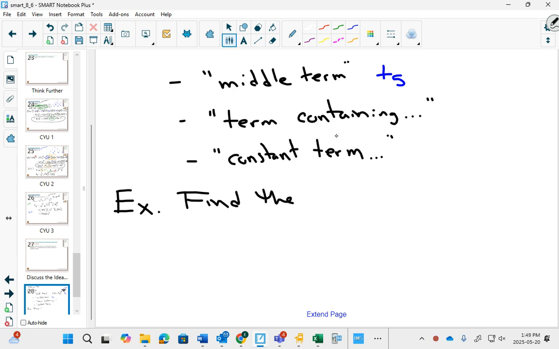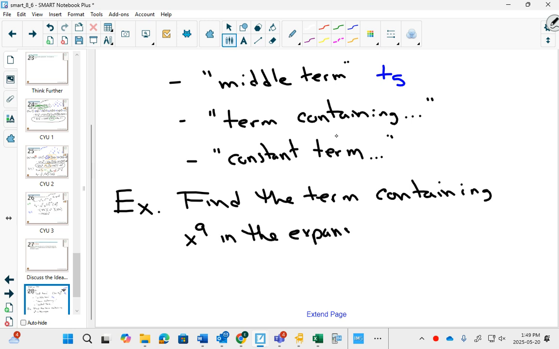Find the term containing, and what am I going to use? An x to the 9 in the expansion of, and we have 3x squared minus 2 over x to the exponent of 9.